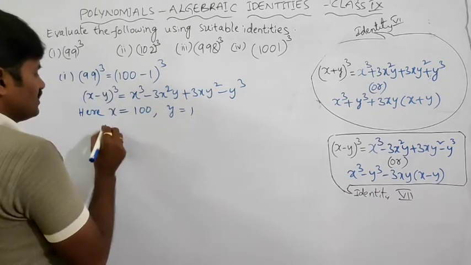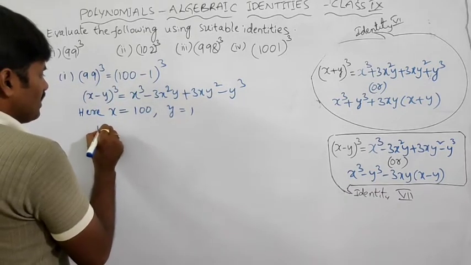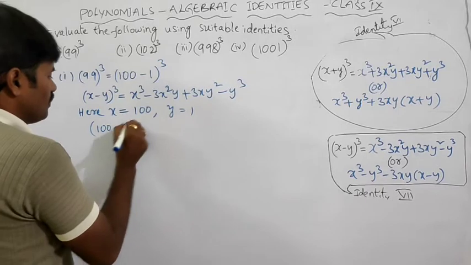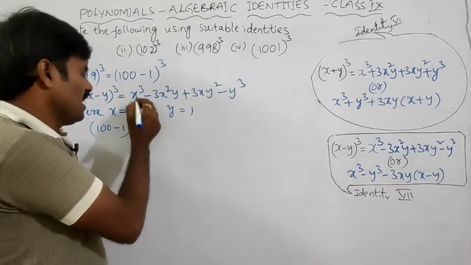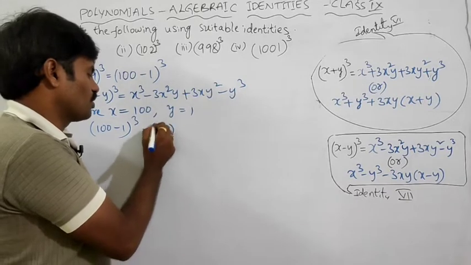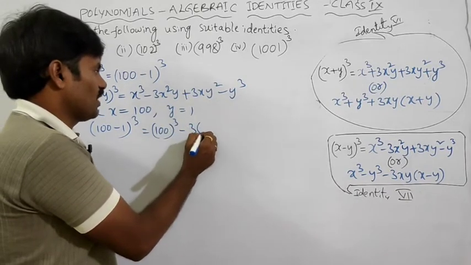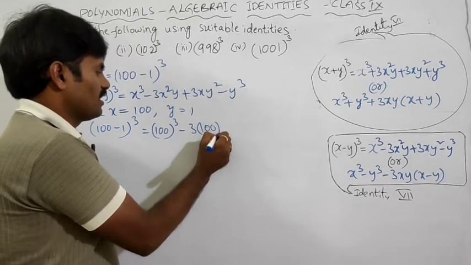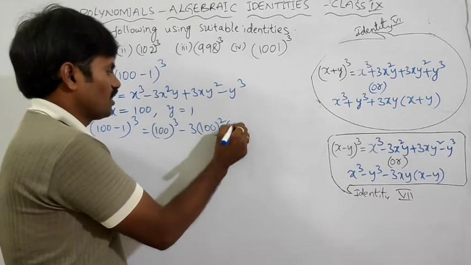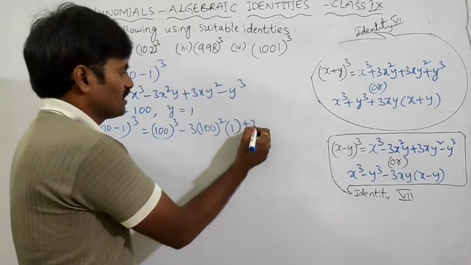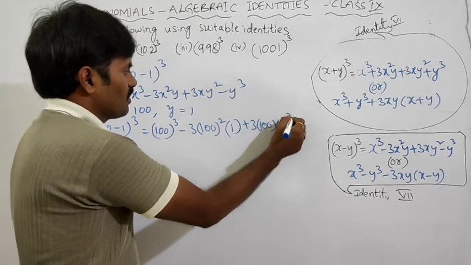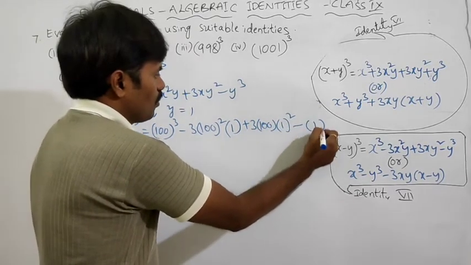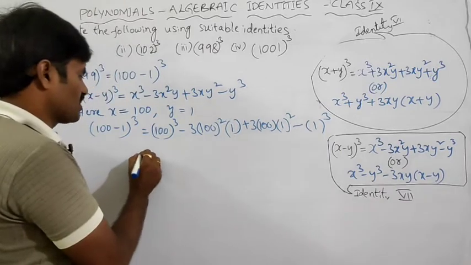Now substitute in this formula. We get 100 minus 1 whole cube is equal to x cube, 100 whole cube, minus 3 into x square, 100 whole square, into y value 1, plus 3 x y square, 3 into x value 100 and y square, y value 1 square, minus y cube, 1 whole cube. Now simplification.